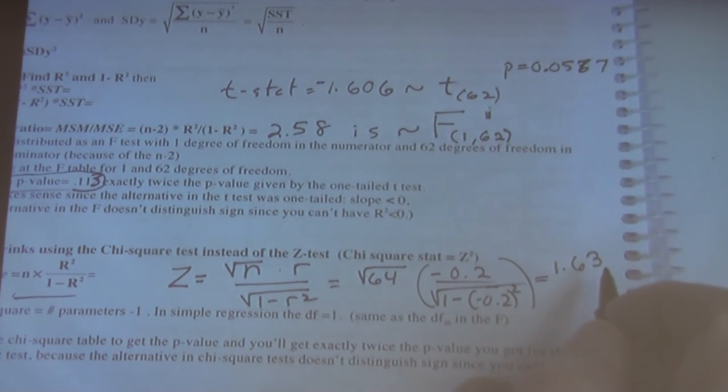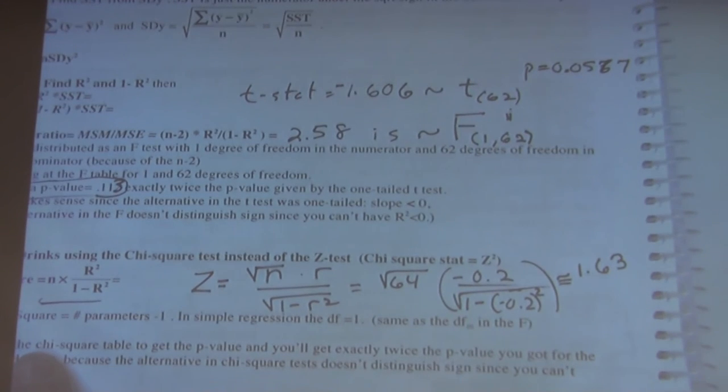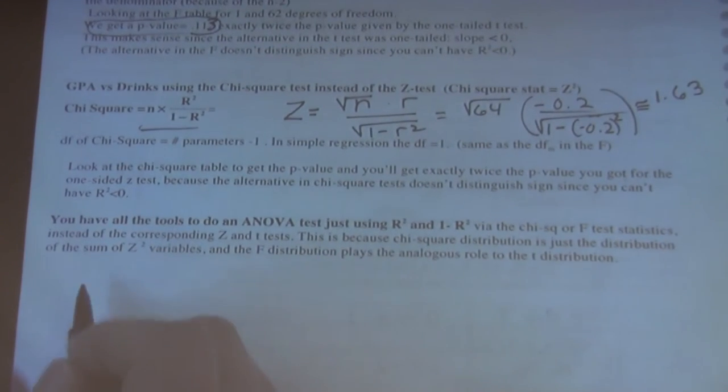$1.63 approximately. All right, so let's write down what we're doing here. So the z squared is the same thing, yeah?